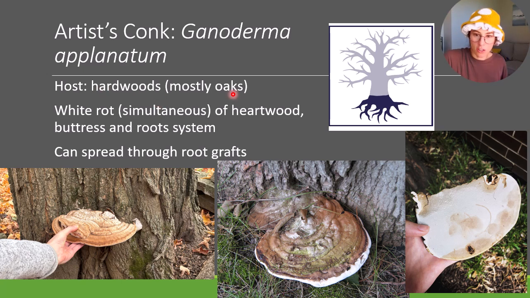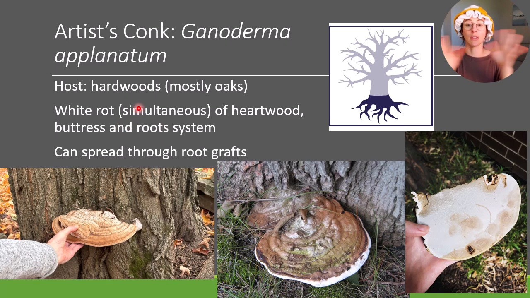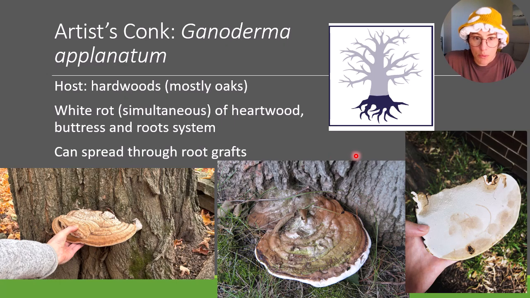I've found it on beech, I've found it on maples, I've found it on honey locusts. This guy gets on a lot. All right, now this is a simultaneous white rot. So now we're getting into the complete loss of strength, compressive and tensile. And it does tend to go in mostly within the buttress system and a little bit into the roots.